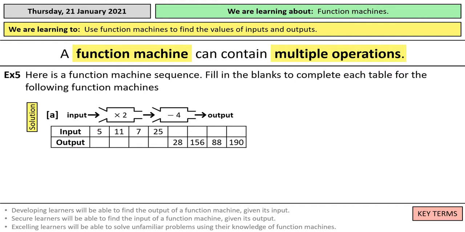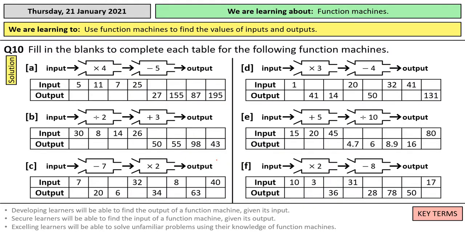So for this first one, our input is 5. So 5 times 2 gives us 10, take away 4 gives us 6. We do the same thing with input 11, times 2, take away 4, the same for 7, times 2, take away 4, and the same for 25. Now when we get to these final 4 values, we're given the output, so we have to do the opposite. To do the opposite, we add 4 first, and then divide by 2. So we get a value of 16, 80, 46, and 97. So pause this video and have a go at these questions.